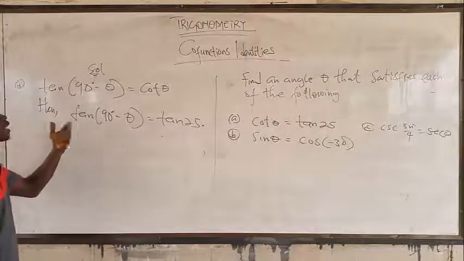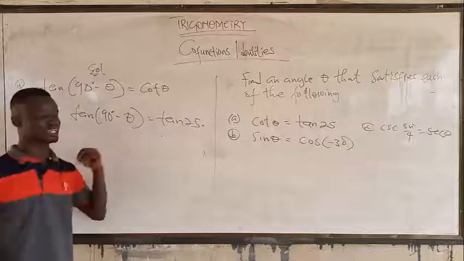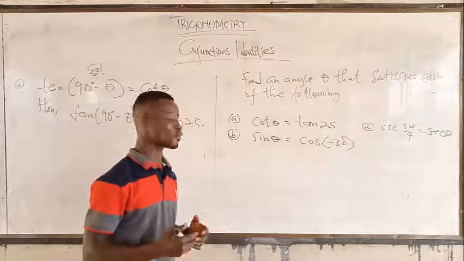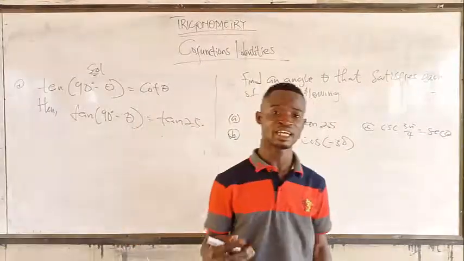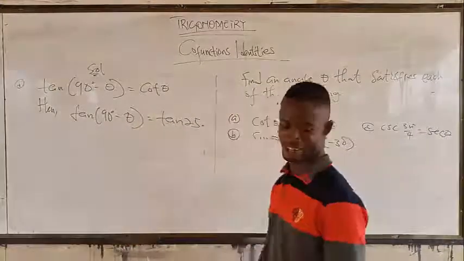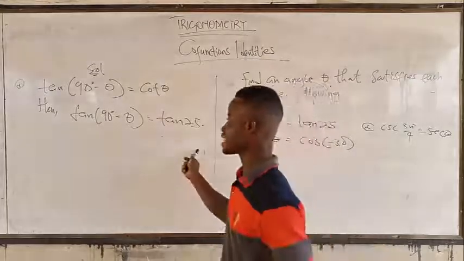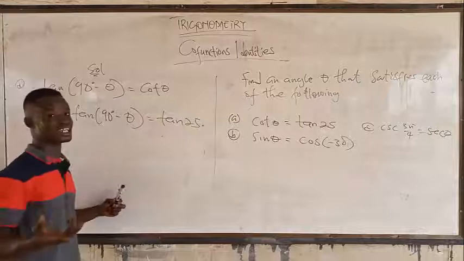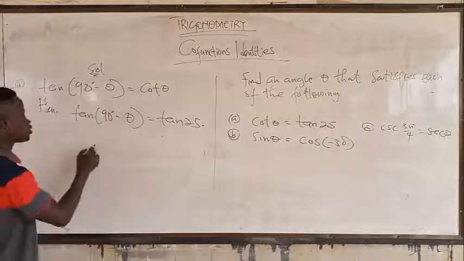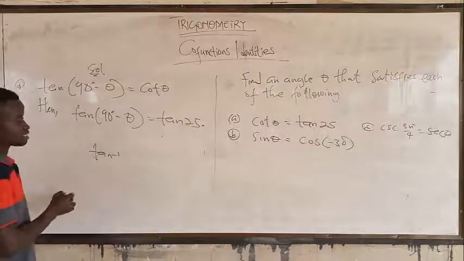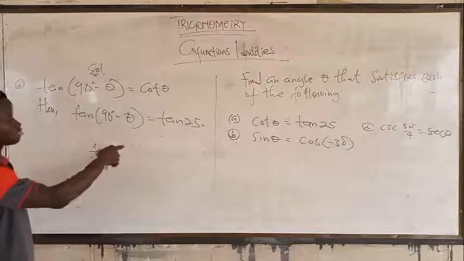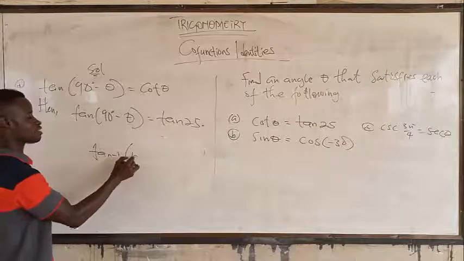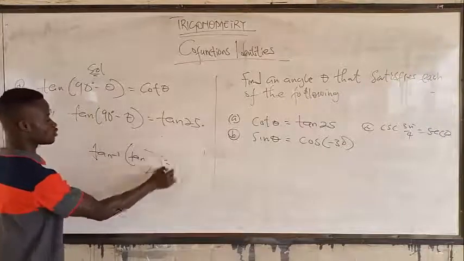Now, here we have tan on both left and right. I haven't taught you the inverse function, so I don't want to go there. So when you get something like this, what you do is multiply both sides by tan inverse to clear off the tan. You multiply this by tan inverse, this by tan inverse. Tan inverse times tan is going to give you 1.